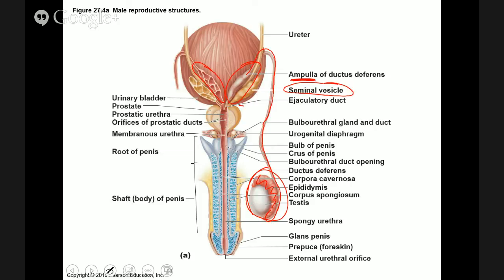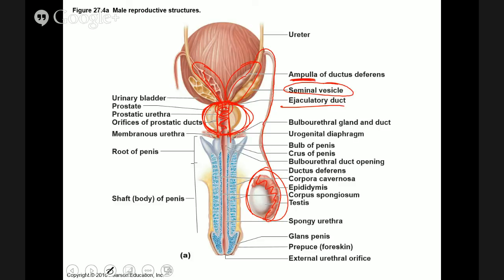We've also got this structure here. Once the two ductus deferens merge in what we call the ejaculatory duct region, now we have the urethra. So once they become unified, now we have the urethra. The part of the urethra that's found in the area of this gland here is called the prostatic urethra. This is the prostate gland.